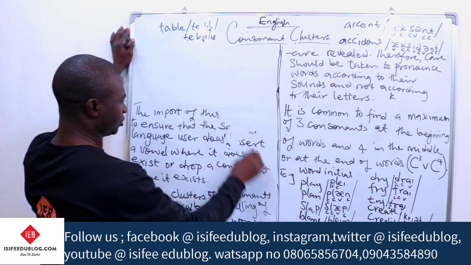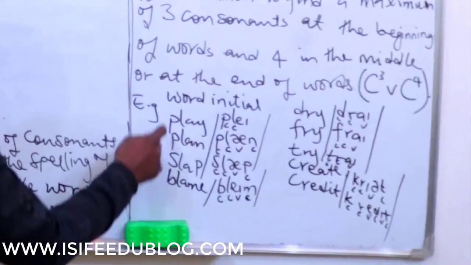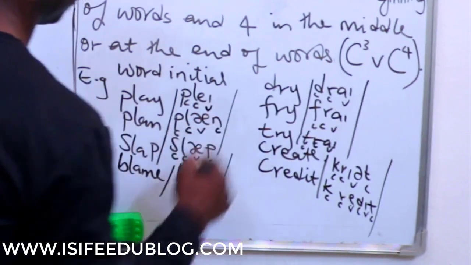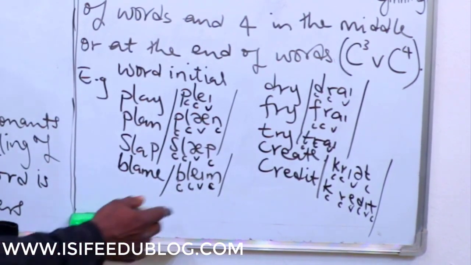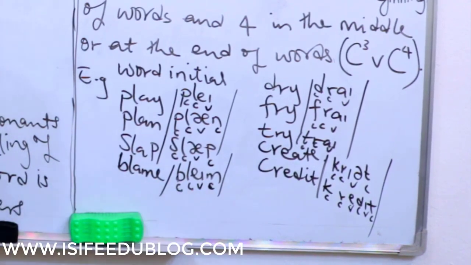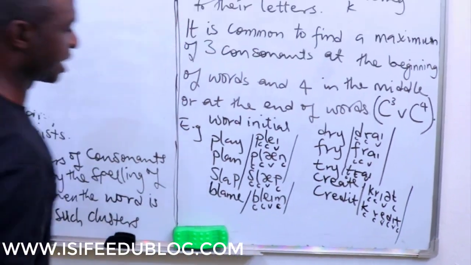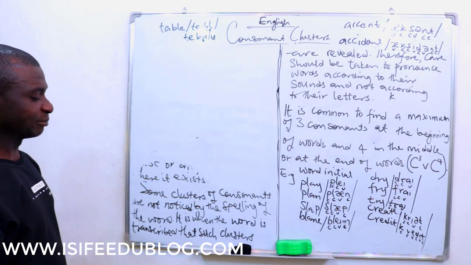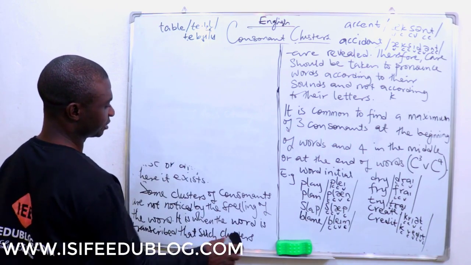Now, here we are. We have examples using word initial, at the beginning of words. The first few examples we have include play, C, C, V, a cluster of 2 consonants. Plan, slap, blame, C, C, V, C. Dry, fry, try, create, C, C, V, C. Credit, C, C, V, C. So you're sure that each time you're pronouncing exactly the sounds inherent in the word, not actually the letters.